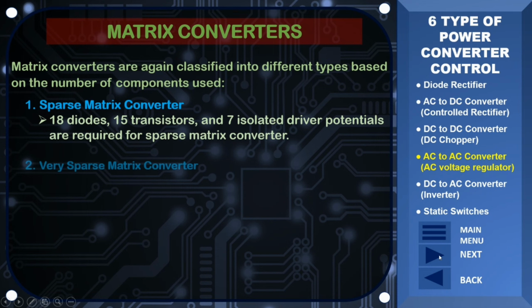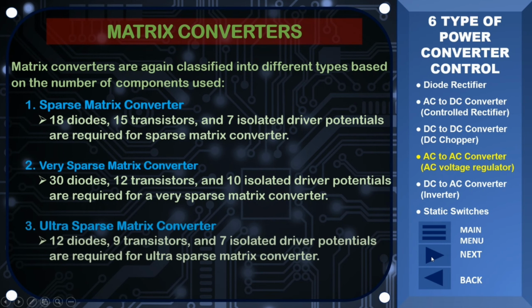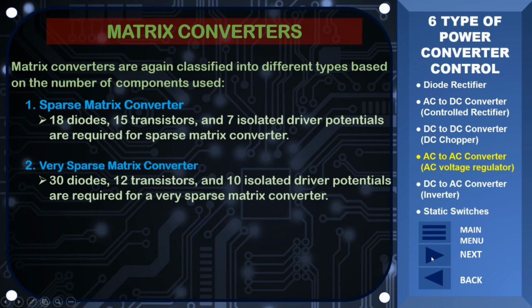Second, very sparse matrix converter. The number of diodes is increased with a reduced number of transistors compared to the sparse matrix converter, and thus, due to the larger number of diodes, the conduction losses are high. The function of the very sparse matrix converter is similar to the sparse or direct matrix converter. Very sparse matrix converters include 30 diodes, 12 transistors, and 10 isolated driver potentials are required.